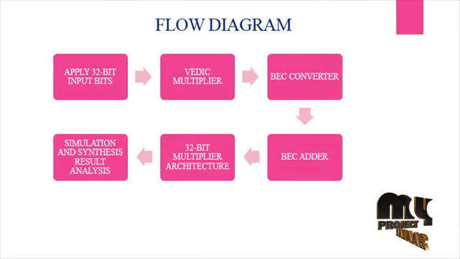In our flow, the 32-bit input is fed into the Vedic multiplier. Then the Vedic multiplier output is fed into the binary to XS code converter, and the addition process is done using the output of the binary to XS code conversion. Then that is fed into the 32-bit multiplier architecture. Then simulation and synthesis result analysis is done, so that the result analysis is compared between the Nikhilam and Urdhva Sutras.